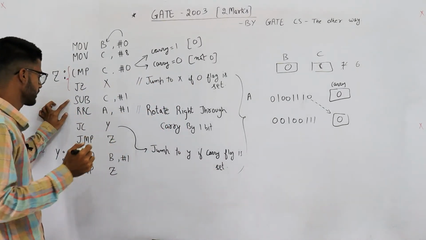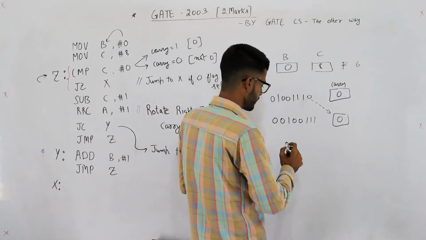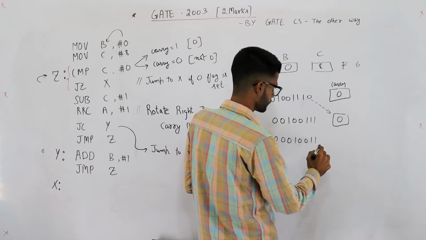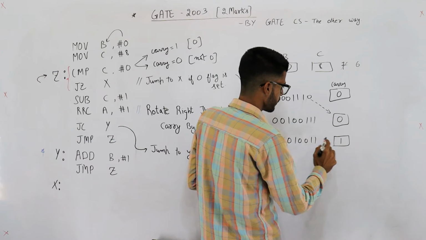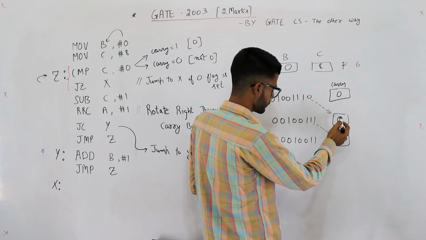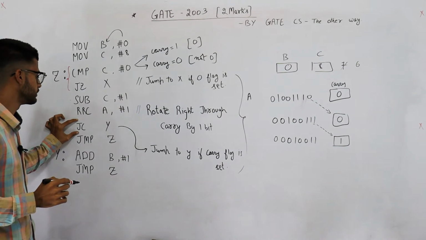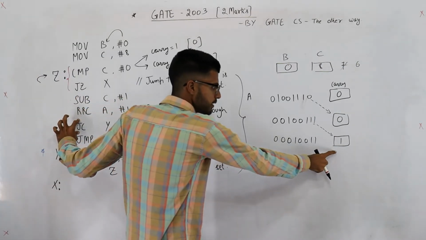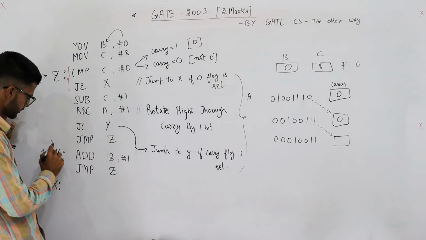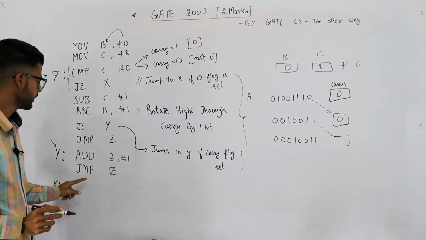Now we have subtracted 1 from C and we need to do RRC. That means rotate right through carry. Now if I rotate it right, we are going to get this, because this bit is going to go here and this 0 is going to come here. Now you see JC, jump if carry. The carry flag is 1. So we need to jump to Y. Y is here. Okay. Y says add 1 to B and go back to Z.